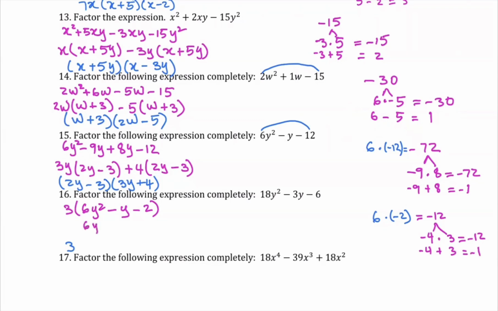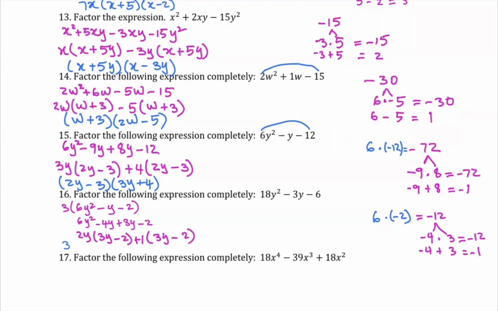So that's 6y squared minus 4y plus 3y minus 2, right? So two groups, I'm going to think about factoring the GCF out. The GCF of the first group will be 2y, factored out. So that'd be 3y minus 2. And the second one, I'll factor 1 out. So 3y minus 2, because it's already 3y minus 2.